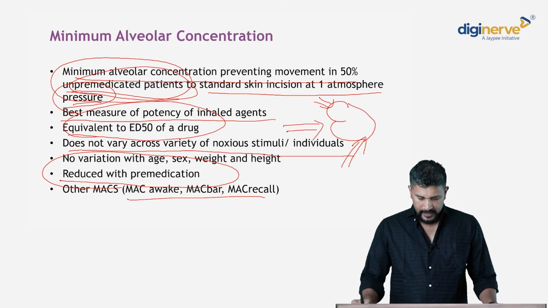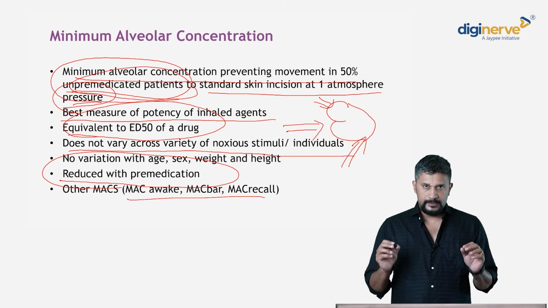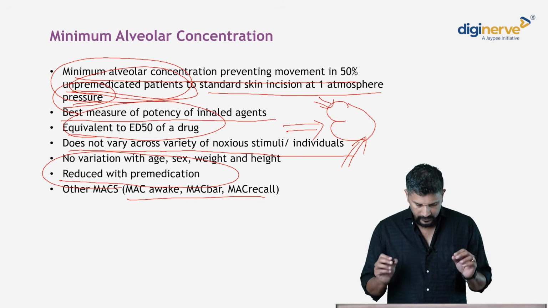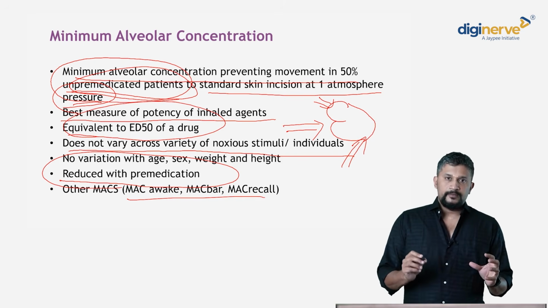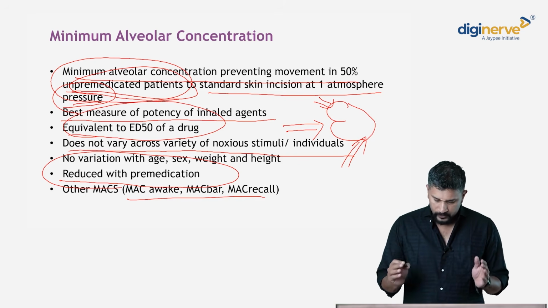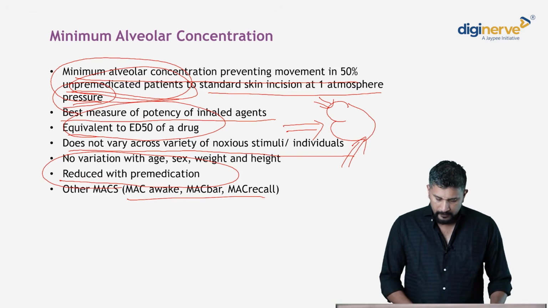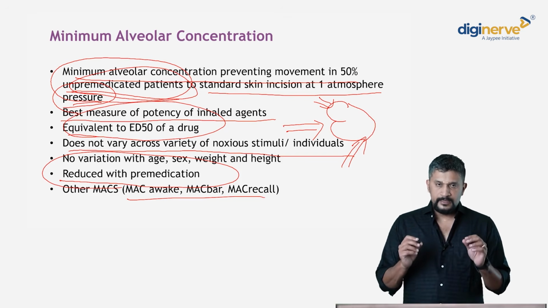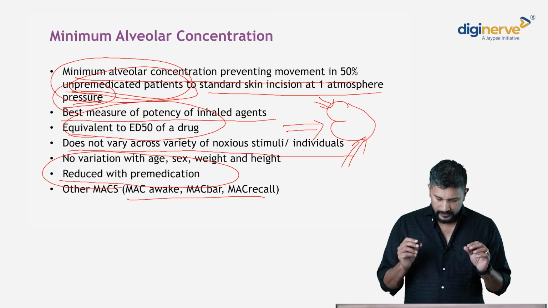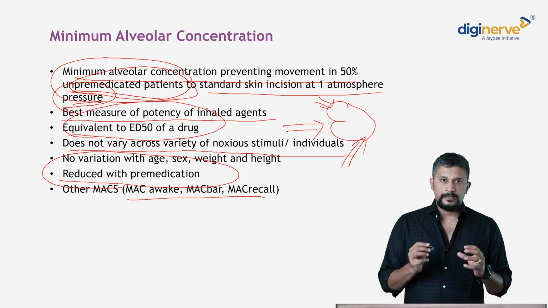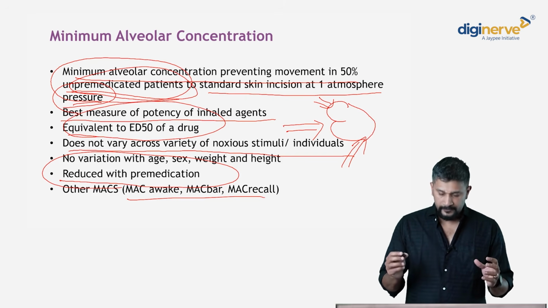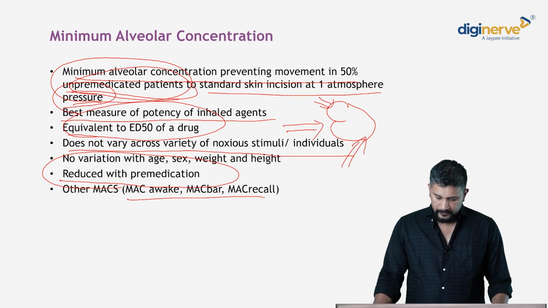So you have other MAC values such as your MAC awake, MAC bar and MAC recall. MAC bar is the MAC which prevents an adrenergic response in 50% of individuals, which is around 1.7 to 2 times the MAC value which prevents a motor response. MAC recall is the MAC which prevents a recall in 50% of the individuals, which is again a little lesser than your MAC. It is 0.3 to 0.5 times the MAC value.